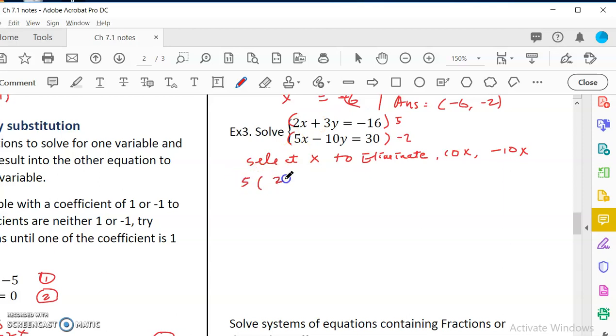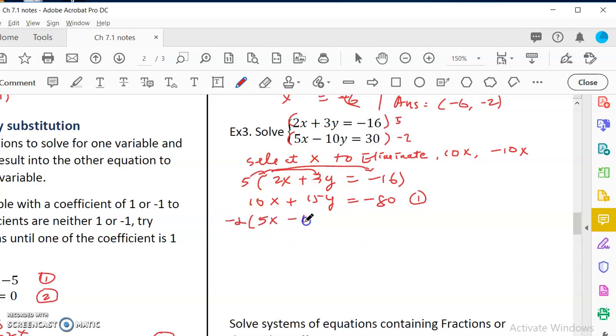5 times 2x plus 3y equal to negative 16. If I multiply every single term by 5, I would have 10x plus 15y equal to negative 80. 16 times 5 is 80. And so this is the new number 1. And then negative 2 times 5x minus 10y equal to 30.